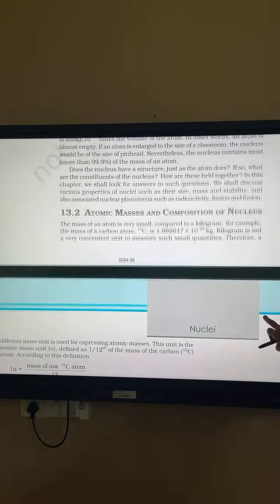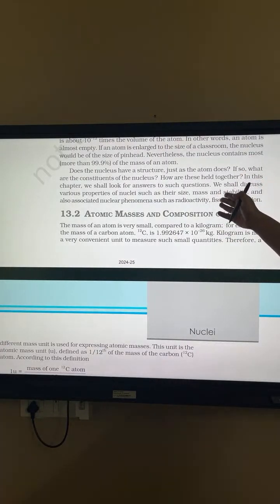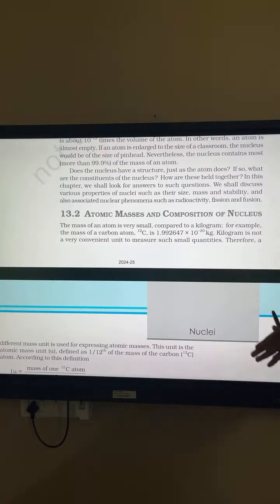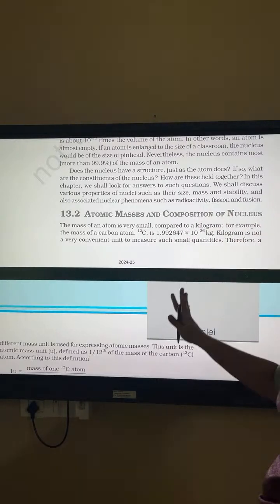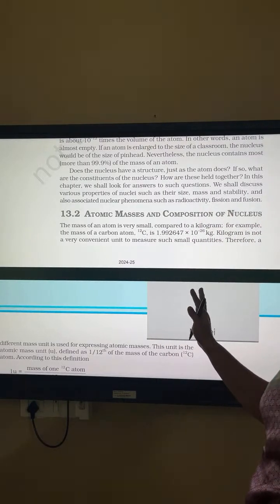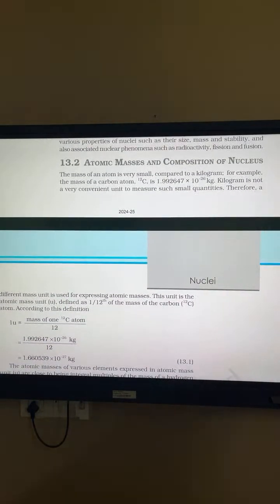So the introduction part, radioactivity, fission and fusion, I have explained right now. What is radioactivity? Right now we are going to discuss in detail, but you must be aware of all these points. Radioactive means nuclear bombardment takes place. So you just go through it.